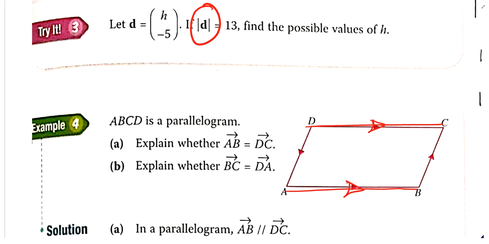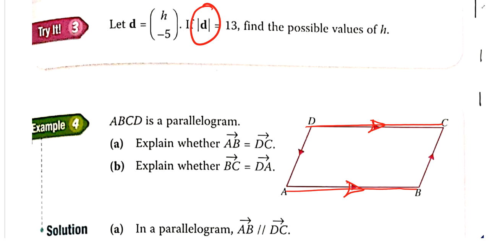They didn't show that they are parallel. Those are just arrows to indicate that they are vectors. Those arrows do not say that they are parallel. Because they already say it's a parallelogram. What is the property of a parallelogram? No, not all sides are parallel. There are two parallel lines, right? Two pairs of parallel lines.